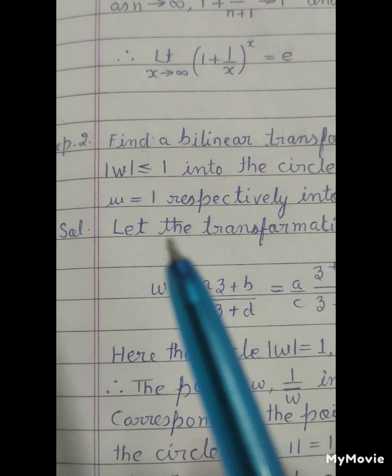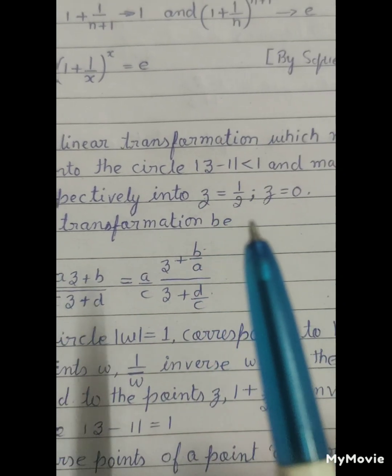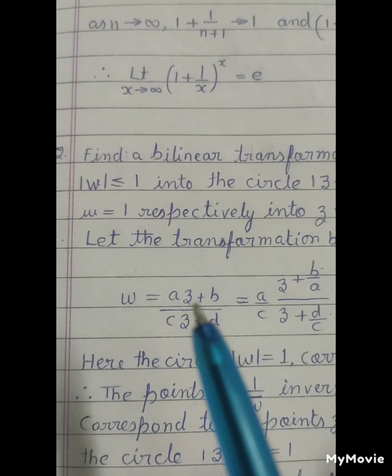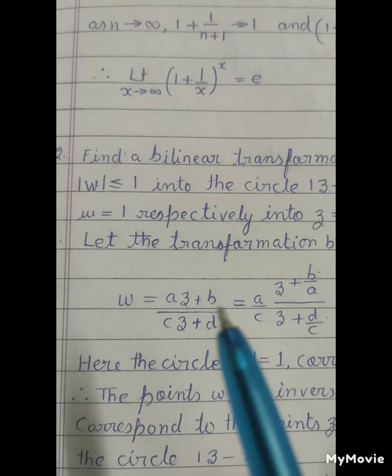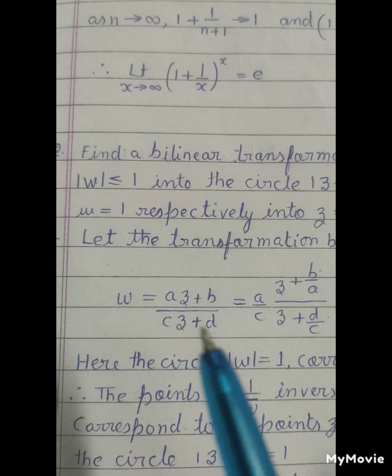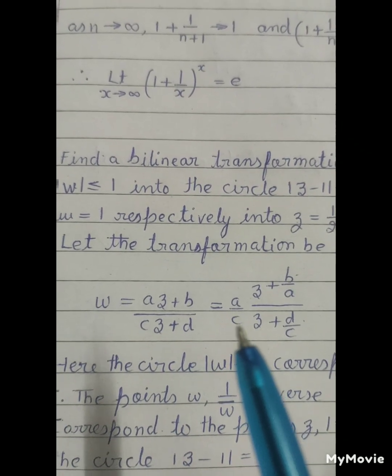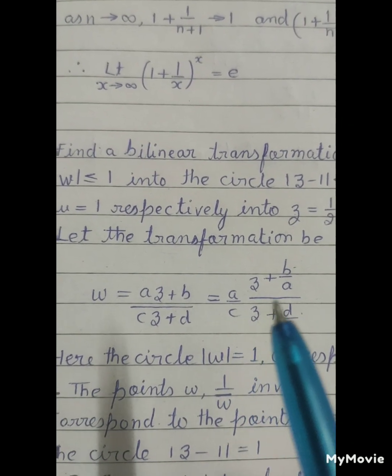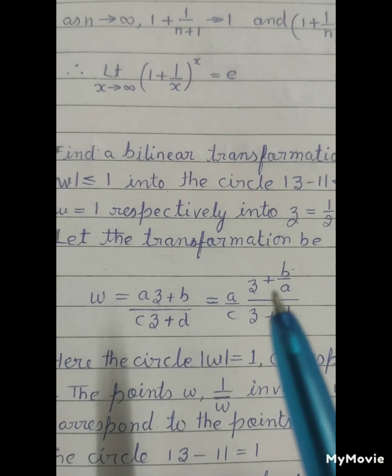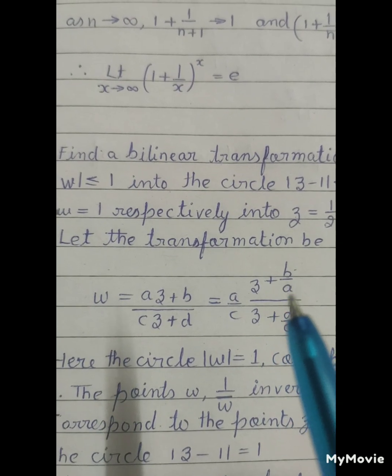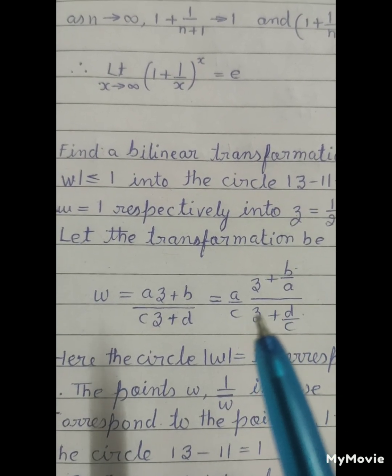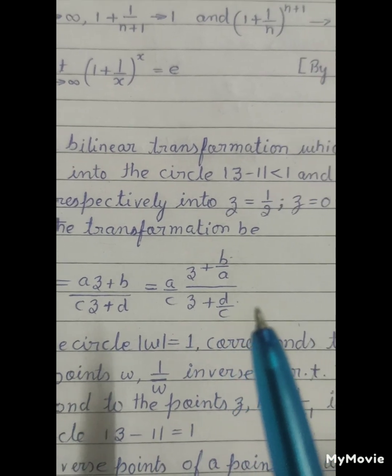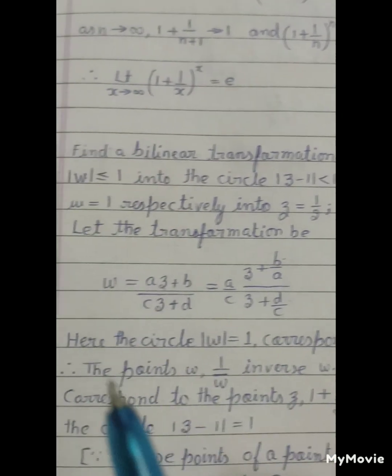Solution: let the transformation be w equals az plus b upon cz plus d, which equals a upon c into z plus b upon a, upon z plus d upon c. Equation 1.